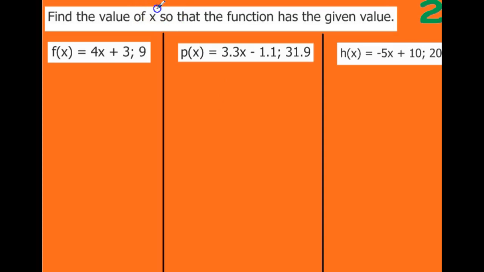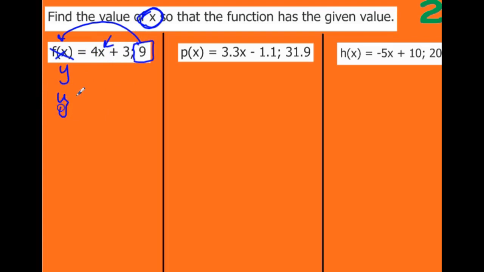Now it says find the value of x, so we need to figure out what x is in our equation. Remember, this isn't really x, this is really y, so that the function has the given value. So here it says y equals 4x plus 3. That's the end of our equation, and here is 9. So when it's equal to or is given the value of 9. Whoa, crazy. Let's fix that. So they're telling us to plug in a 9 for the letter y because they're asking us to find x. We can't plug it in for x if we want to find x.